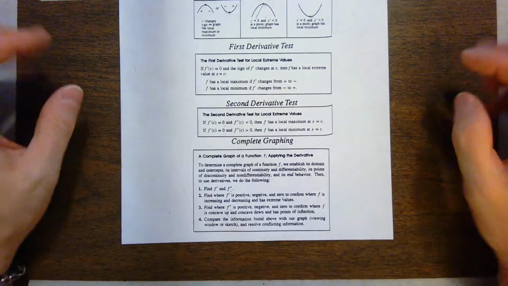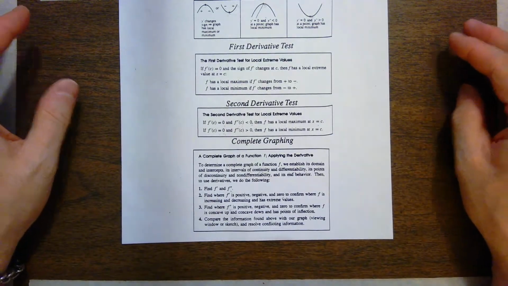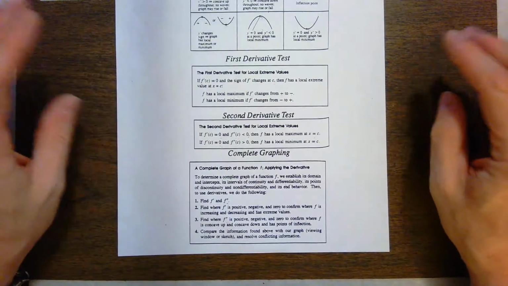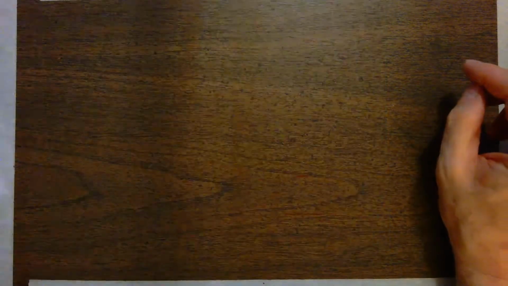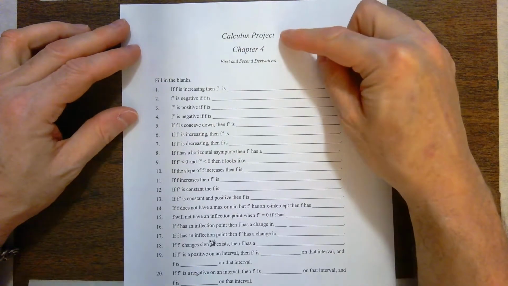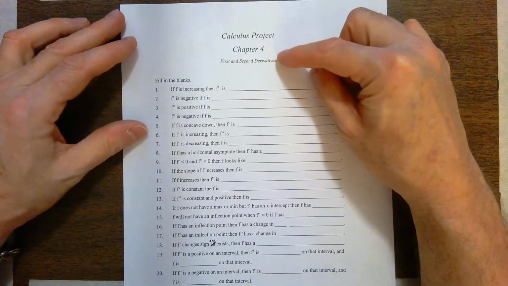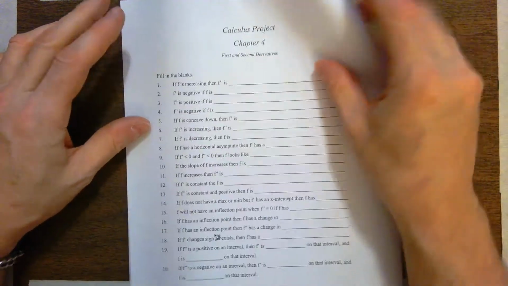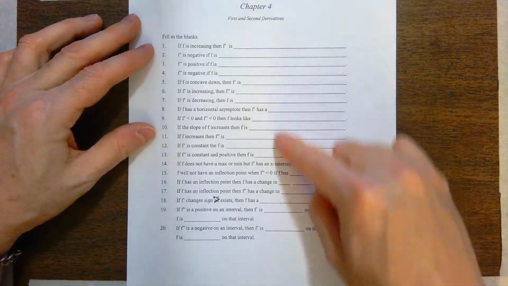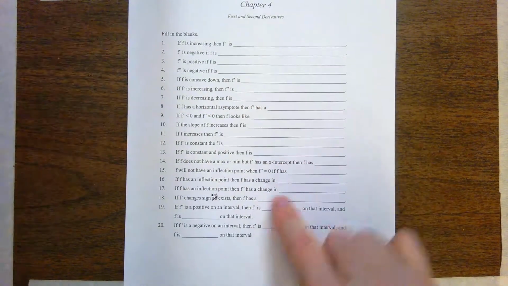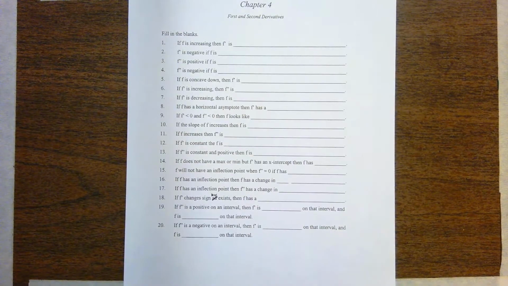All right, so I have an activity for us now. What I'd like to do is I'll ask you to stop the video here, and we're going to hand out a worksheet, and I want everybody to get a worksheet. I know this says calculus project, a group project here, but I don't want you to do it in groups. First and second derivative tests, and I want you to fill in the blanks. We're going to answer all these questions by filling in the blanks.